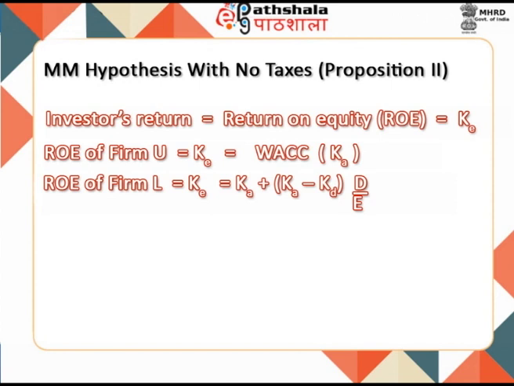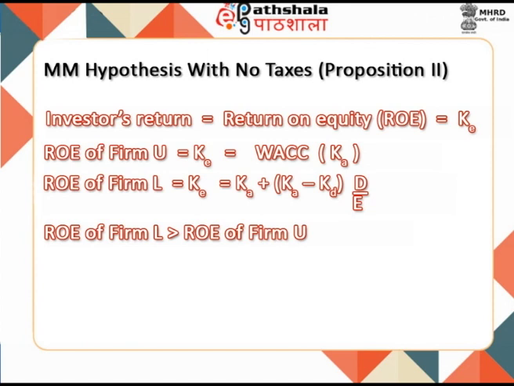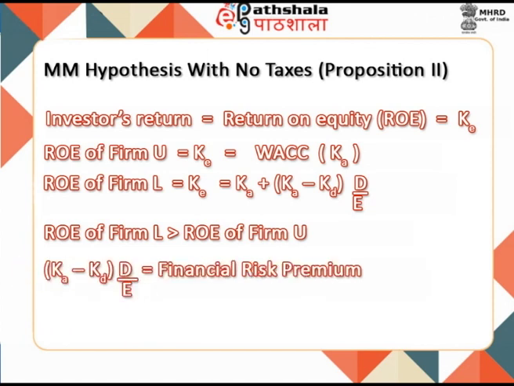And as we know, debt is a cheaper source. The cost of equity in a levered firm will be higher. It is shown here that the cost of equity in a levered firm is the weighted average cost of capital plus some extra value, which is called the financial risk premium, which can also be calculated using the formula as shown here. To accommodate the increased risk, the return also increases.